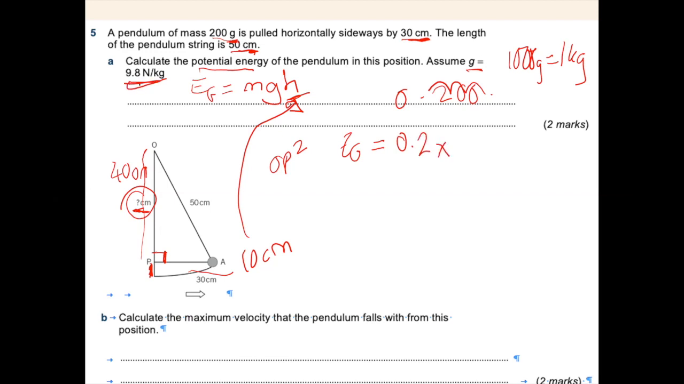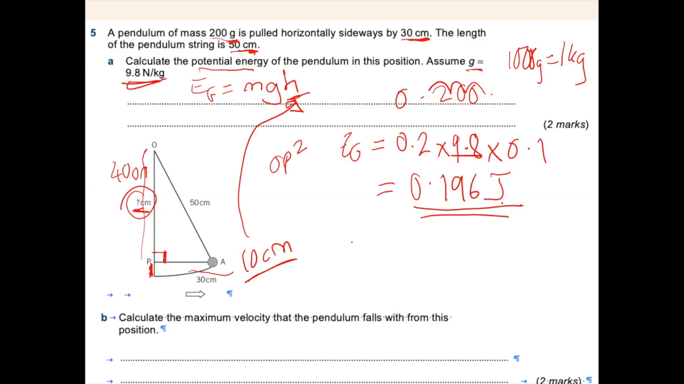Times by gravity, it's given in the question as 9.8. Times by the height, 10 centimeters. But again, how many centimeters in a meter, folks? There's 100. So 10 centimeters in meters, we're going to divide that by 100, folks. That's going to be 0.1 there. So times by 0.1. Okay, so just stick those numbers into the calculator and multiply them all together. Come up with a figure of 0.196. And the unit there is joules. Okay, and so that's your answer.